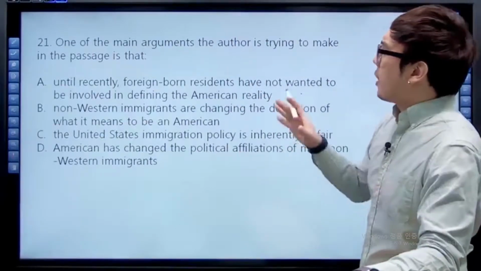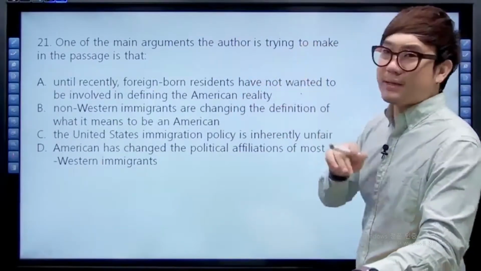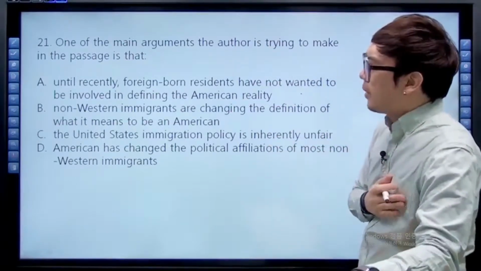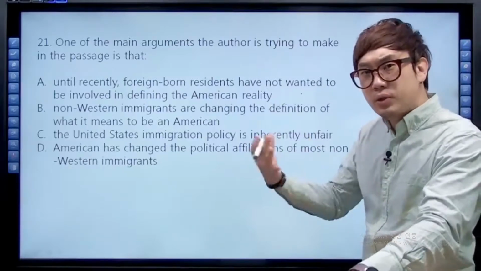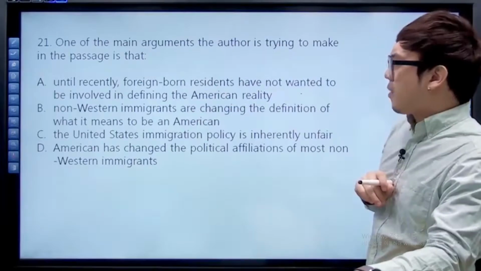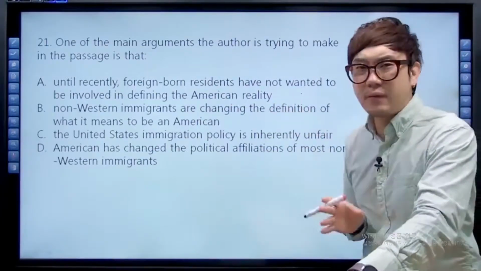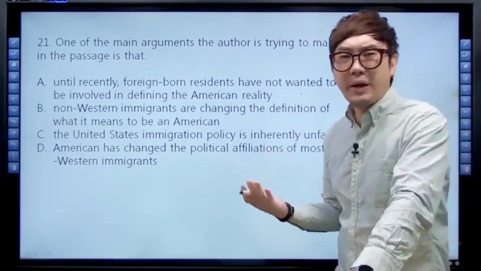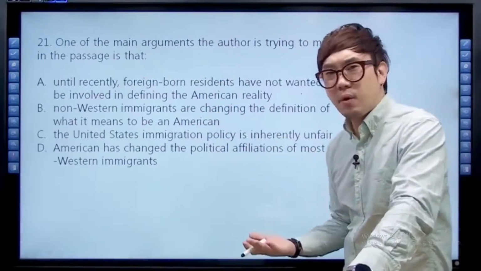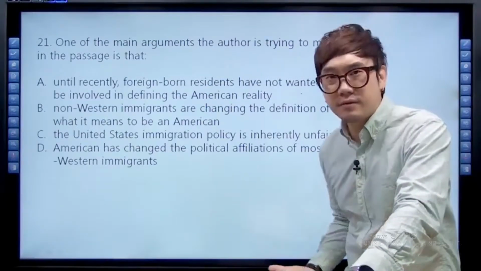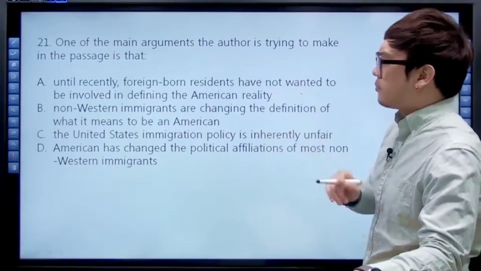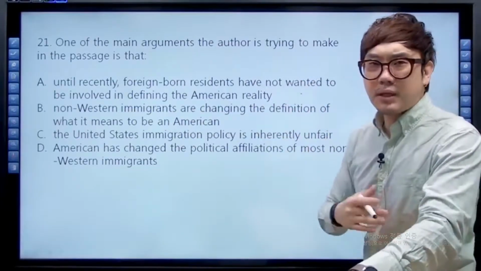21. One of the main arguments the author is trying to make in the passage is that, right? So what would be the main idea? What would be the argument that she's trying to make? All right. This should be easy because you already know what she's talking about. Until recently, foreign-born residents have not wanted to be involved in defining the American reality. Now, of course, that doesn't sound right, because we're not really talking about the American reality and how the foreign-born residents have not wanted to be involved in it. I'm pretty sure they want to be involved in it because they want to change lives for themselves, right? Non-Western immigrants are changing the definition of what it means to be an American. That sounds about right, because that's what she wants to talk about.